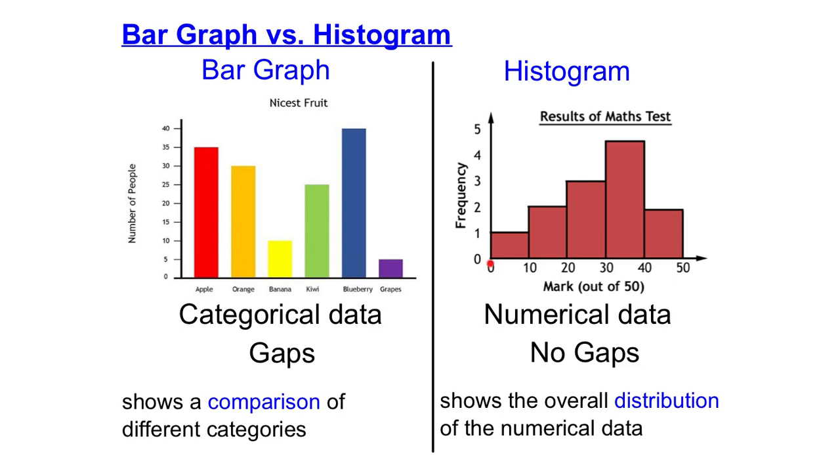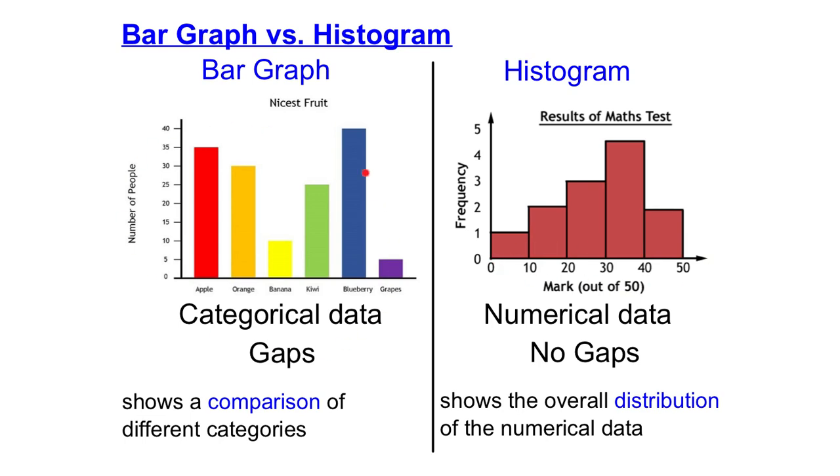Over here, you can have a mark of 0 or 10 or 20 or anything in between 0 and 10, anything in between 10 and 20. There's a continuum here. You can have 0, 10, or anything in between. So we don't see any gaps between the bars on the histogram. It's because of that continuous scale along the bottom.